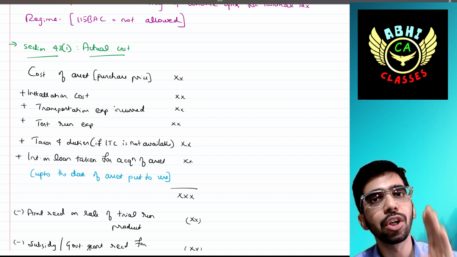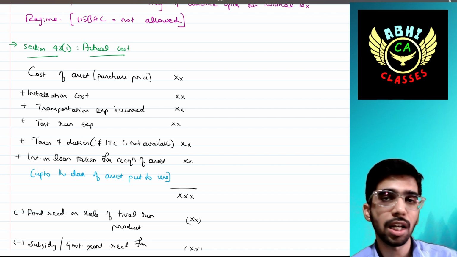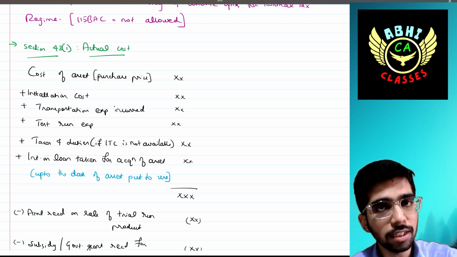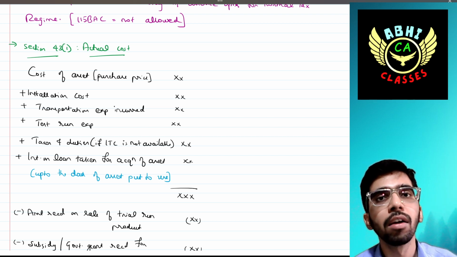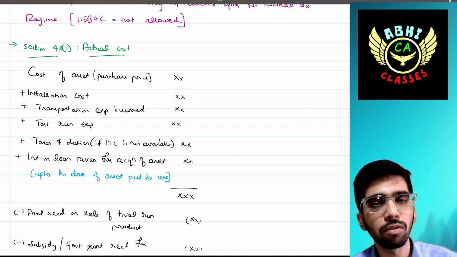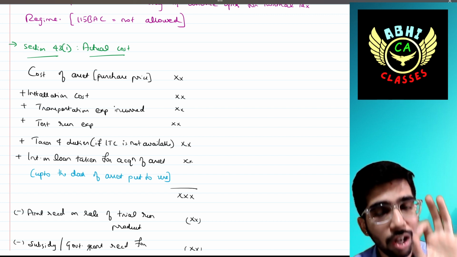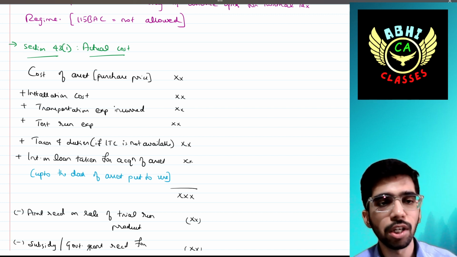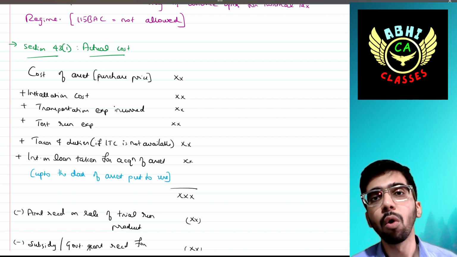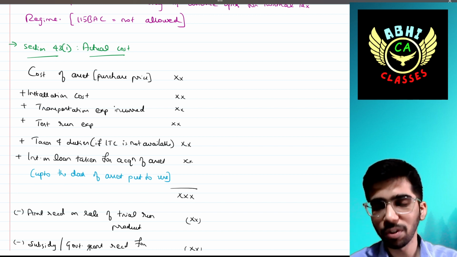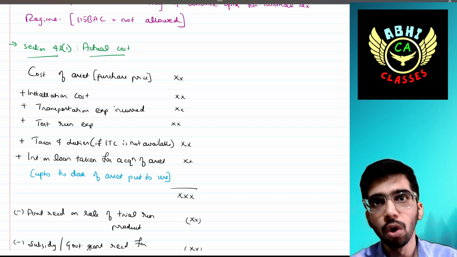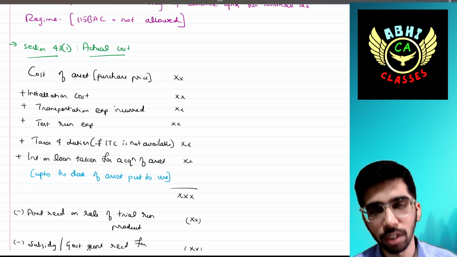Next, the tax and duties, for example ITC, that is input tax credit. But remember, if ITC is claimed, it would not form part of this cost of asset. If ITC is not claimed, then only it would be a part of the cost of asset. Next, interest on loan taken for the acquisition of asset. If I have borrowed a loan for the acquisition of the plant and machinery, then interest up to the date the asset is put to use would also be added to the cost of asset.